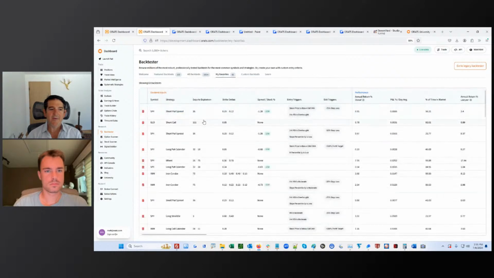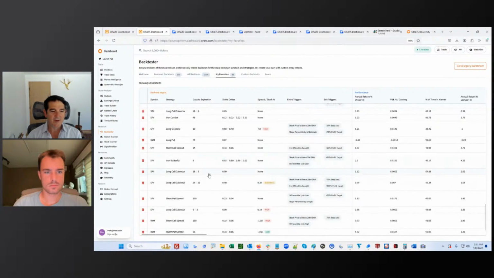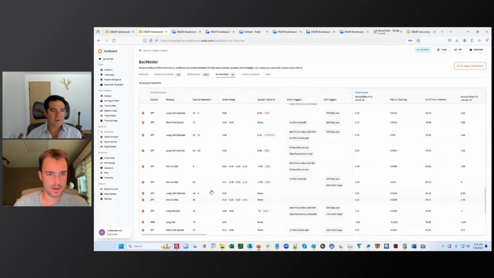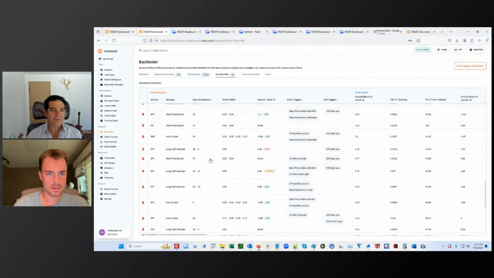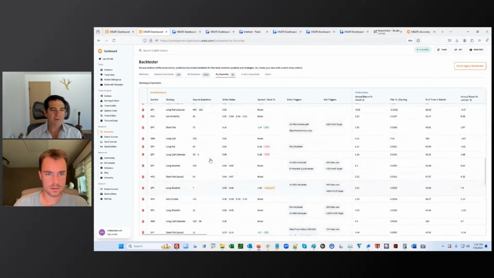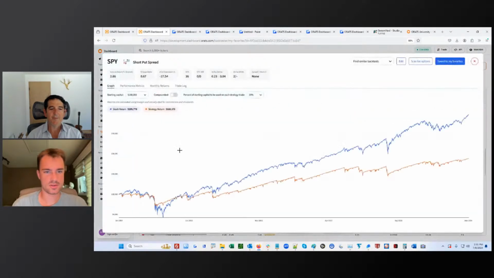So again, if we go to my favorites, the short, where does it go? Sometimes these are a little bit tough to find. I think it's at the very bottom there. No, that's IWM. So what was the short put spread? Of course, I have... Oh, there it is. Yeah, this one. No entry triggers, no exit triggers. Right. Yeah, there it is.